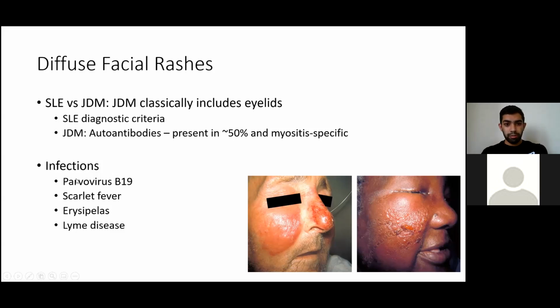Other conditions you might want to consider with diffuse facial rashes when you're reading up are parvovirus B19, where they get bright red cheeks, scarlet fever, erysipelas, which is caused by a group A streptococcal infection, and Lyme disease. So this is an example of erysipelas. And sorry, this is an example of scarlet fever, and the other one is of erysipelas.